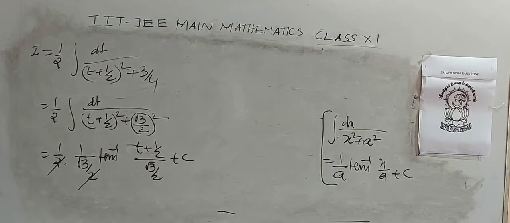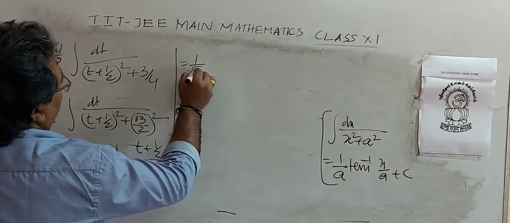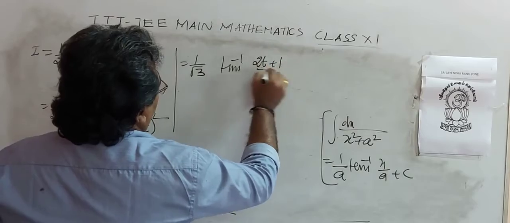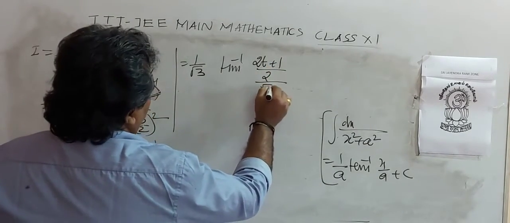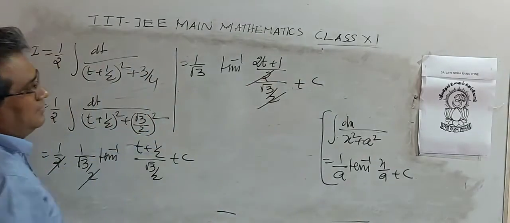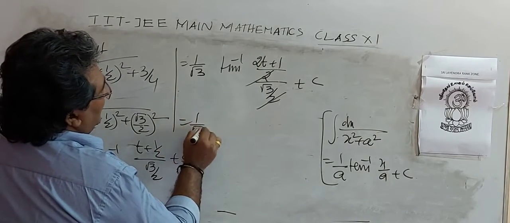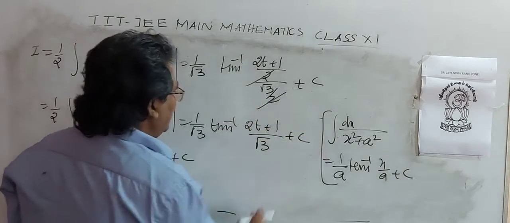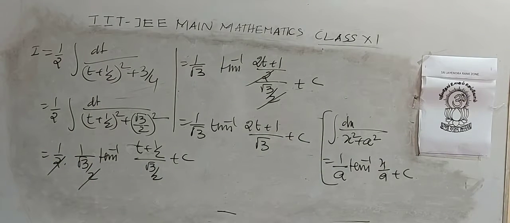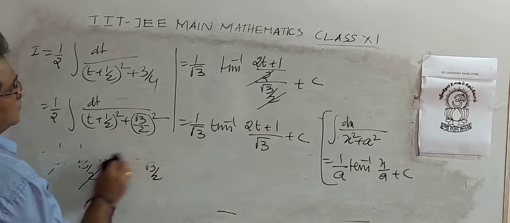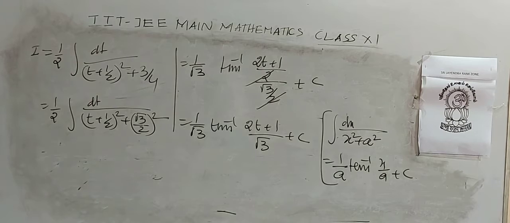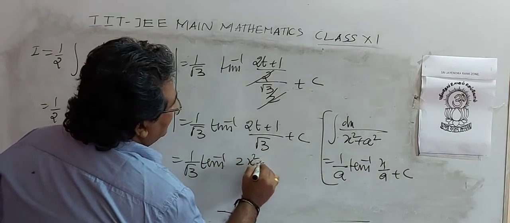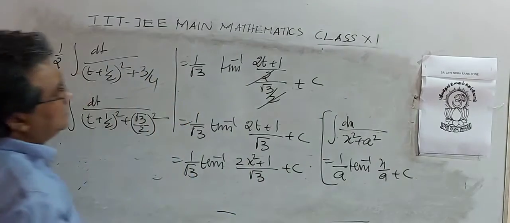This will be cancelled. 1 by root 3 tan inverse of 2t plus 1 by 2 divided by, this will be cancelled, 1 by root 3 tan inverse of 2t plus 1 by root 3 plus c. 1 by root 3 tan inverse of 2x square plus 1 by root 3 plus c.